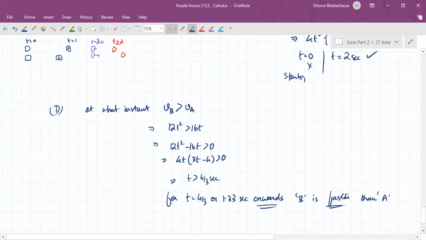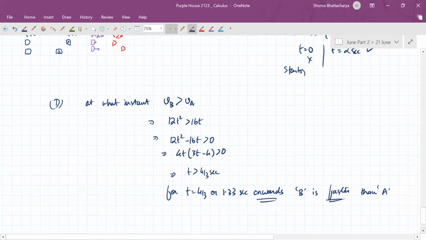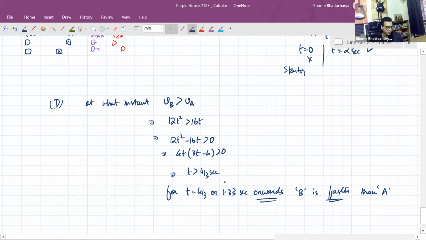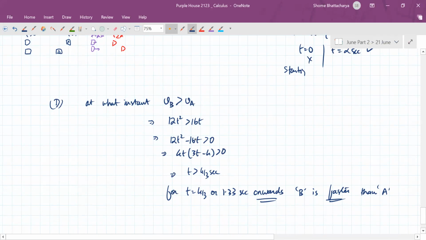So why, sir, did you use greater than 0? Because it is asked at what point of time B speed becomes more than A. So we are solving for an inequality, that vB should be greater than vA. It's not equal to, it's greater than.